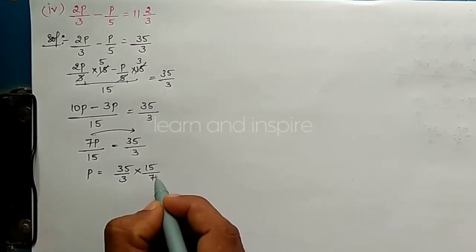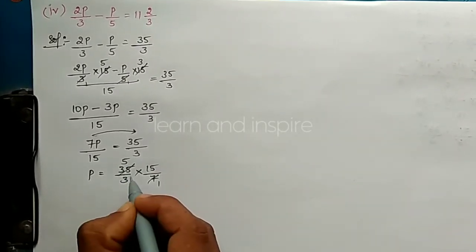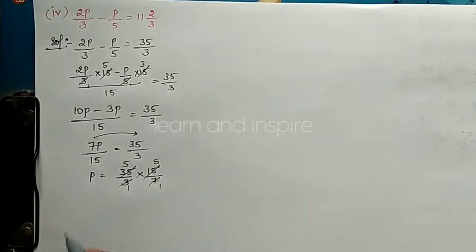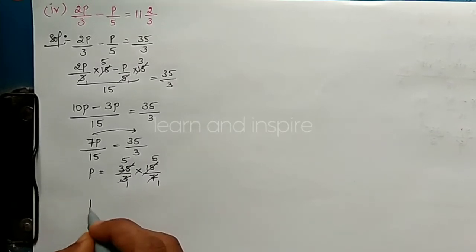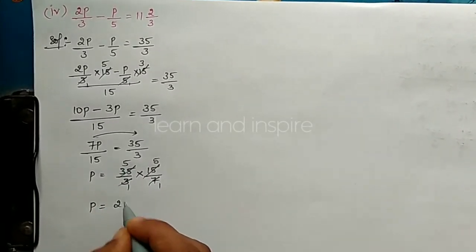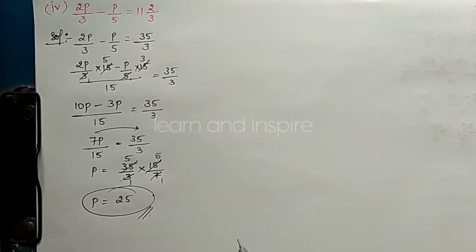Now we can cancel: 7 1s are 7, 7 5s are 35. Again cancel with 3: 3 1s are 3, 3 5s are 15. p is equal to 5 into 5. 5 5s are 25. The value of p is 25.